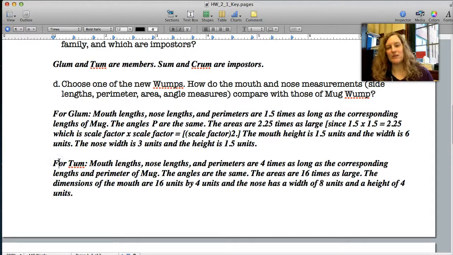Tum was a little bit easier because he was 4 times bigger, not 1.5. So the lengths are all 4 times as long. The perimeter is 4 times as long. The angles are the same because they're similar. The area is 16 times as large, again, because it's 4 times as large. Each side is 4 times longer. So 4 times longer times 4 times longer gives you 16 times as much area. His mouth is 16 units by 4 units, and his nose is 8 units by 4 units.